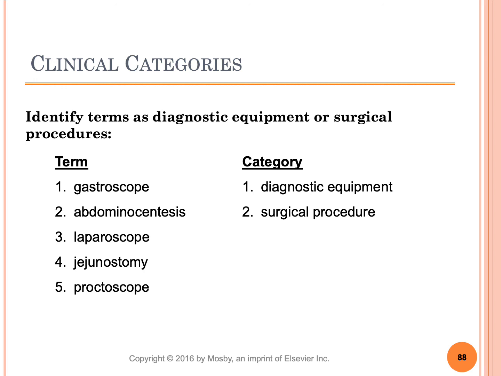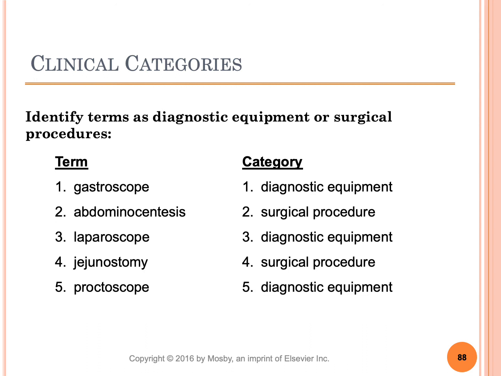What about a laparoscope? Is that equipment or procedure? That is equipment. Remember, that's the instrument that we use to view the abdomen. What about jejunostomy? Well, a jejunostomy is a surgical procedure. Remember, ostomy means creating an artificial opening into, and jejunum is the middle part of the small intestine. And then lastly here, what about proctoscope? If you said diagnostic equipment, you would be correct. A proctoscope is an instrument that is used for viewing the rectum.